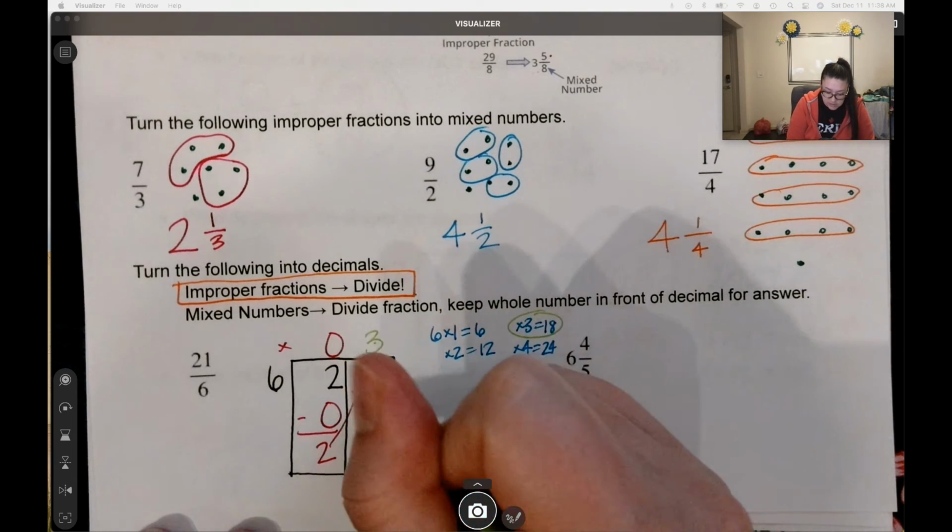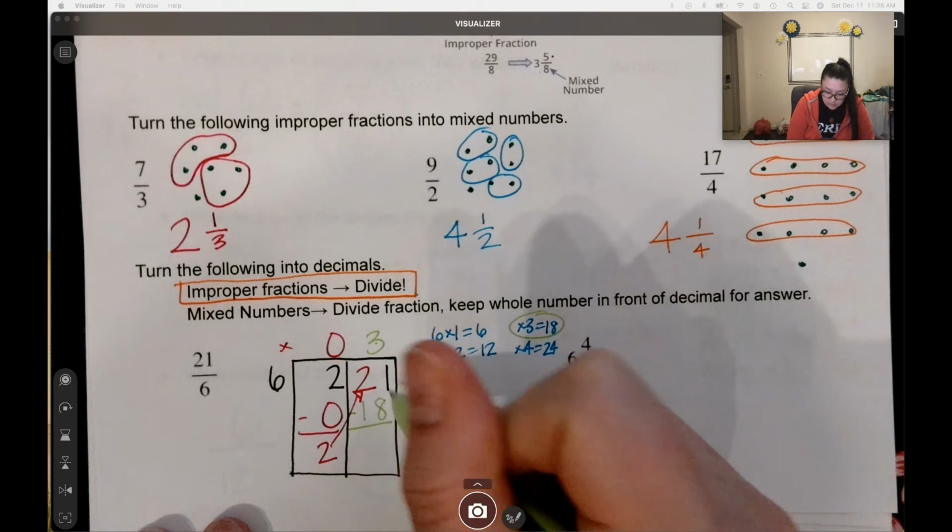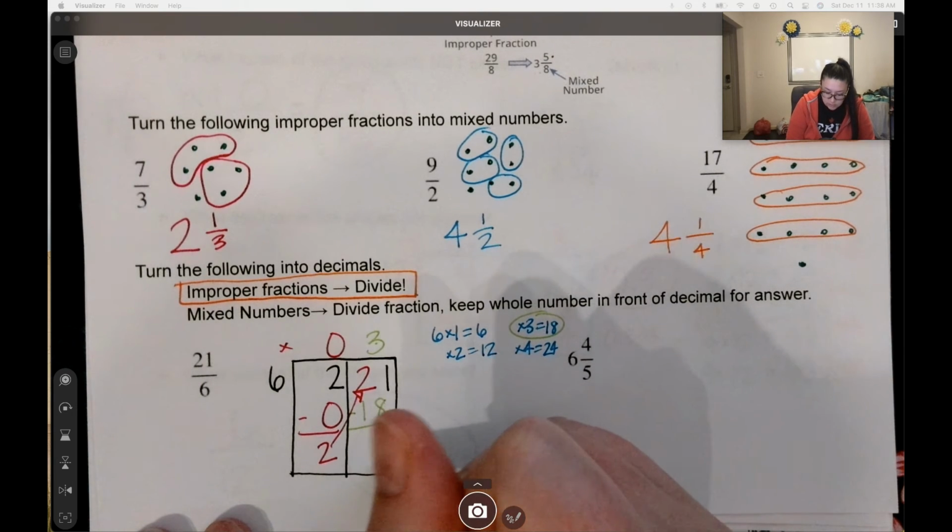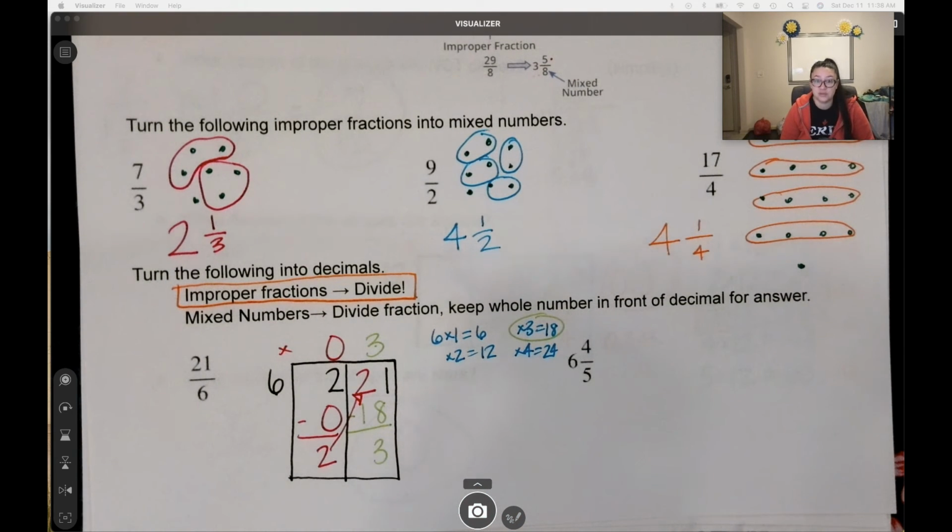3 times 6 gives me 18. We subtract, we get 3. Be careful with your subtraction. I've seen a lot of people here put 17. Does 18 plus 17 give me 21? If it helps, count up. We're starting at 18, we're trying to count up to 21. 19, 20, 21. That's 3 away.